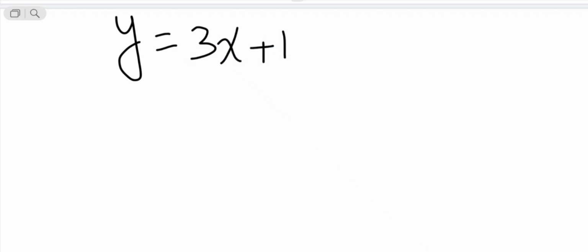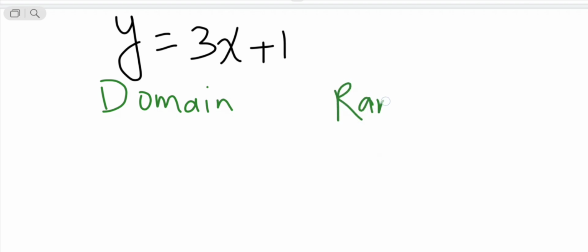For example, the question is given, the function is here, y equals 3x plus 1. So domain and range. What is domain? -2, 0, 1. So depending upon this domain we will find the range. As I told you, domain is the values of x, range values of y.